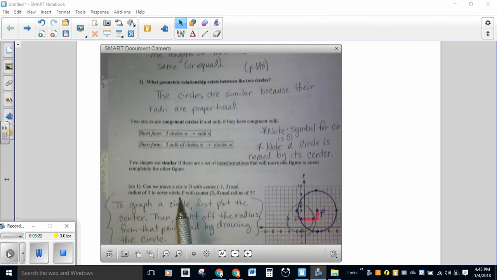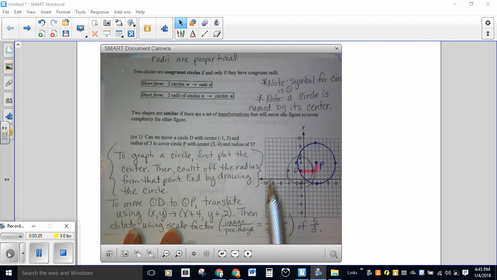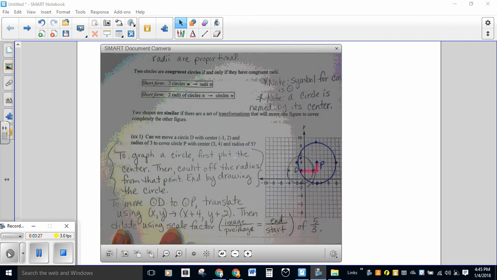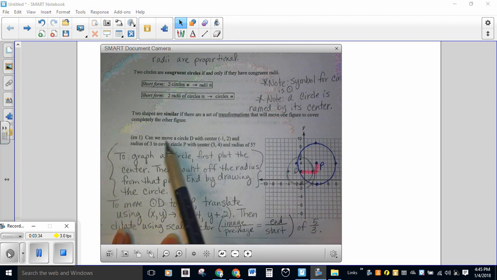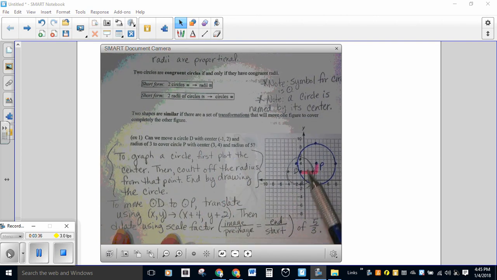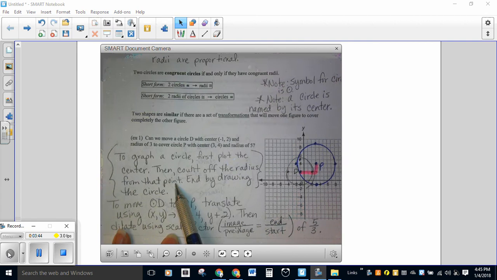So this is similar to the two problems that I asked you to do for homework, or if you weren't here, you're supposed to finish this for homework. In order to graph a circle, you have to plot the center. So the center of circle D is at (-1, 2). So I go over to the left 1 and up 2, and I mark that as D. Then you count off the radius from that point. The radius is 3. So from point D, I count 3 to the right, 3 up, 3 to the left, and 3 down. And then because my compass wasn't big enough, I just connected it myself.